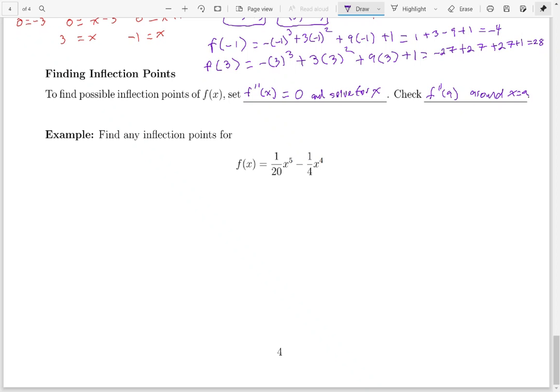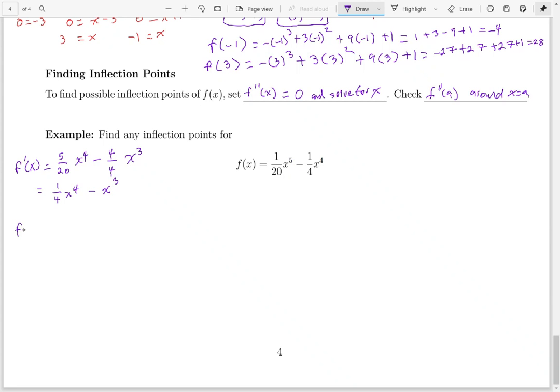So let's do that. Step 1, find the first derivative. So f prime of x is going to be 5 over 20 times x to the fourth. I'm just reducing my fraction in a moment. And then 1/4 times 4, that's 4 over 4 times x to the third. There's our first derivative. We do get some reduction here. That's going to be 1/4 x to the fourth minus 1 times x cubed.